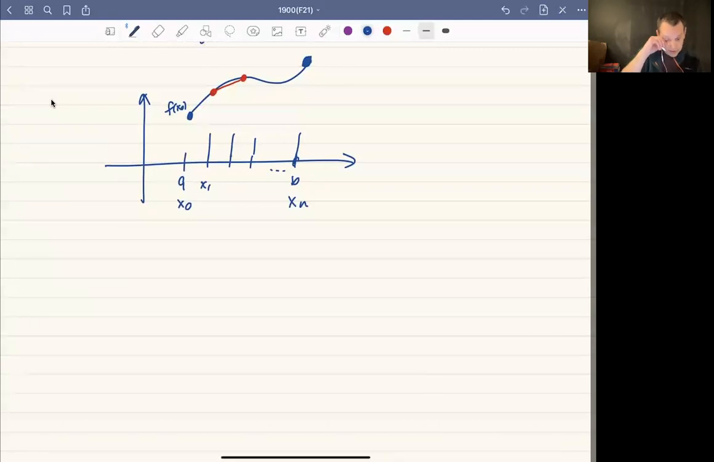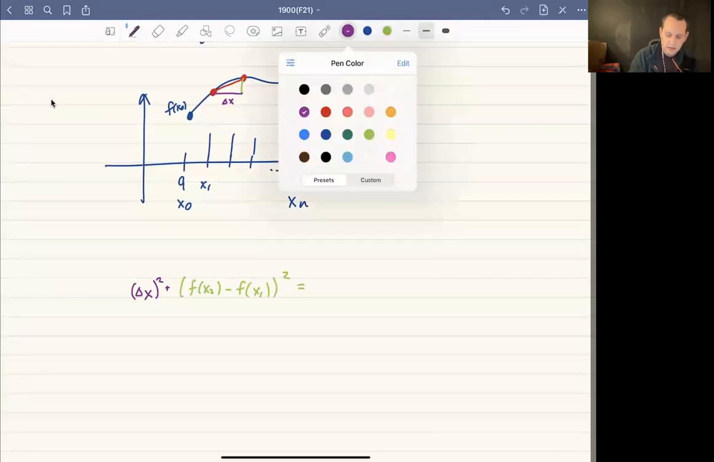Okay, and so what we do is we take f of x2 minus f of x1. Let's draw a little triangle. So we have this green side, the purple side, and the red side. And we know that the purple side is going to be length delta x. So delta x squared plus the green length, which is the difference in the y values, f of x2 minus f of x1, squared, is going to be equal to this red length squared.